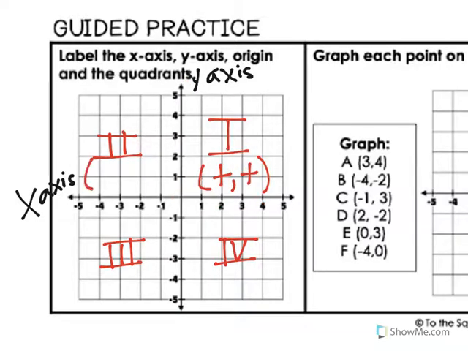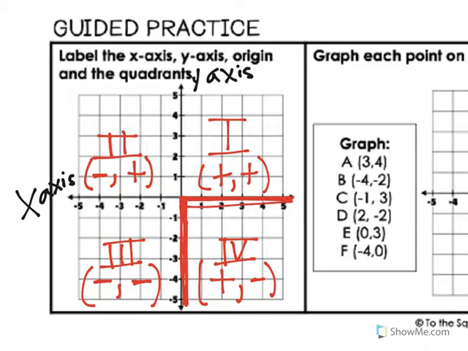In quadrant 2, we will have a negative x and a positive y. So our point will be here, negative x, positive y. Our point in our third quadrant will be a negative x and a negative y. So our point will be down here. Left for negative x, down for negative y. And then in our fourth quadrant, we will have a positive x and a negative y. So to the right, positive, and then down for our negative in this fourth quadrant.